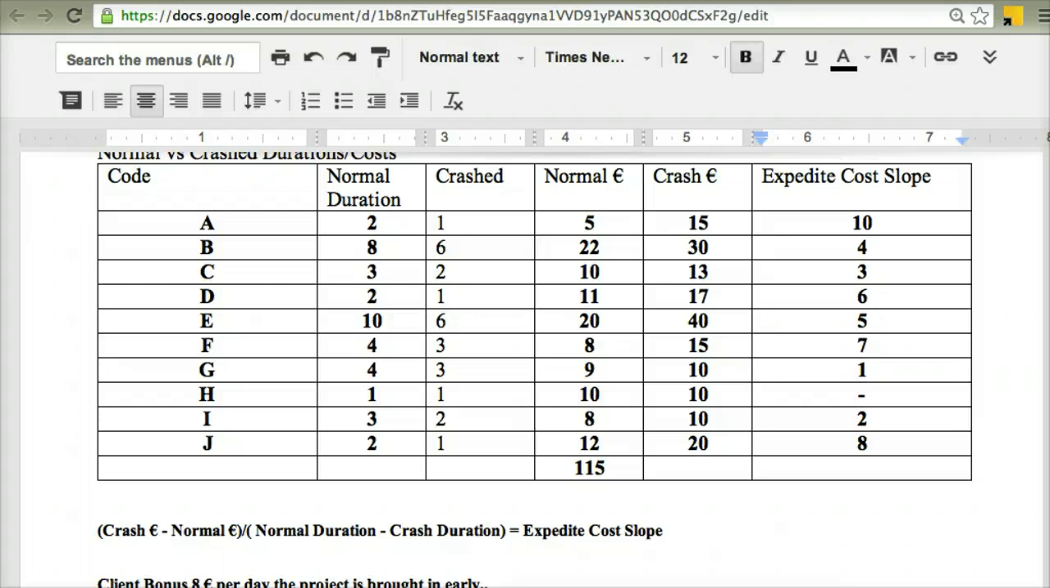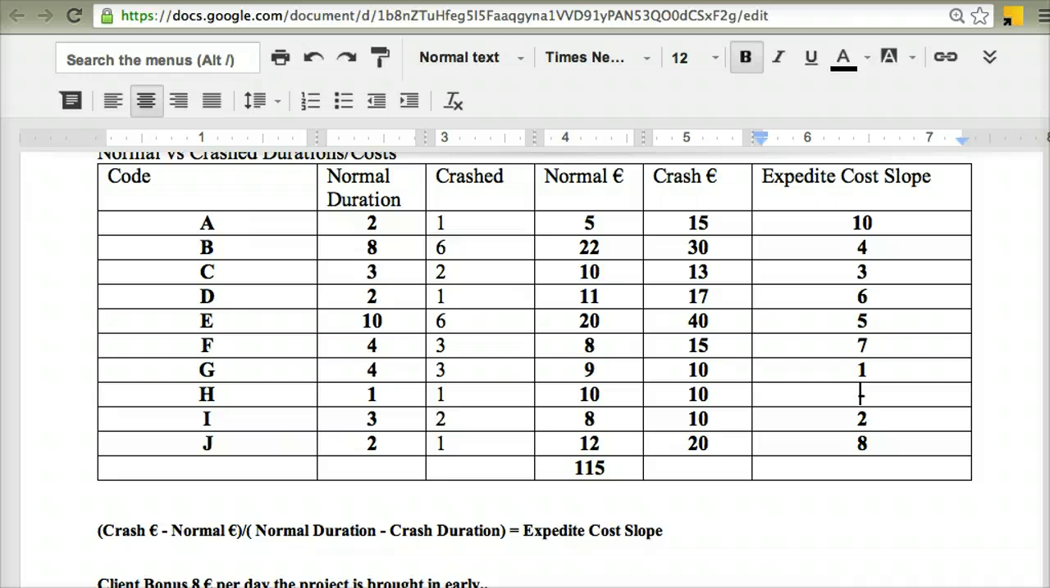So we can see a lot more clearly roughly how much it costs us to crash each of the different activities per day. Because I'm going to peel back this project day by day, I can see the cheapest activities that I can crash first of all. Now, if I look at all of those different expedite cost slopes, I can see one that stands out, which is activity G. It's the cheapest one to crash. And my first incentive might be to crash that activity G.